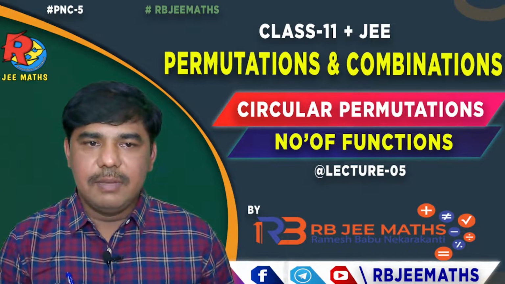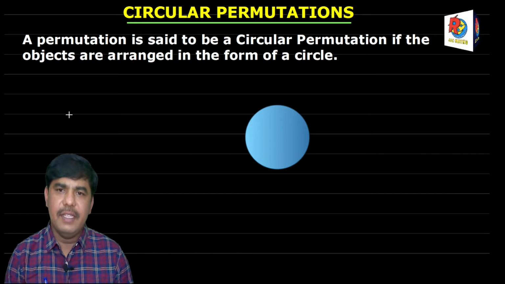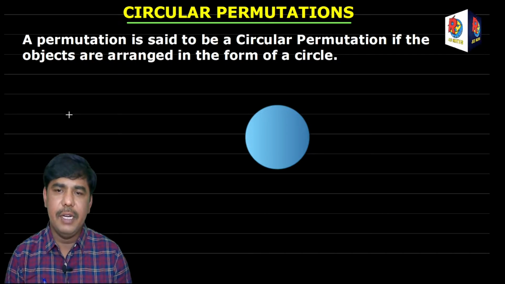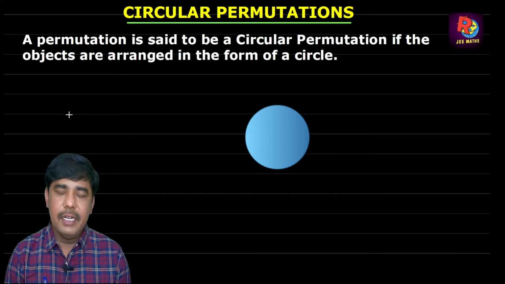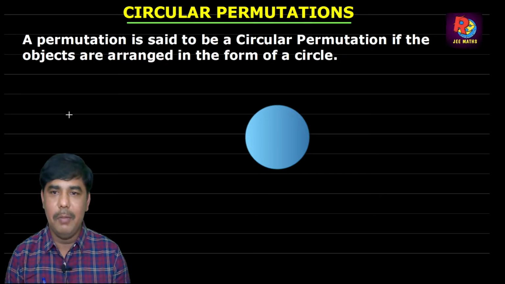First, I will discuss circular permutation. In the previous classes, till now we discussed only linear permutations. That means the arrangement is done in a line only. If the arrangement is in circular form, then that arrangement is nothing but circular permutation.